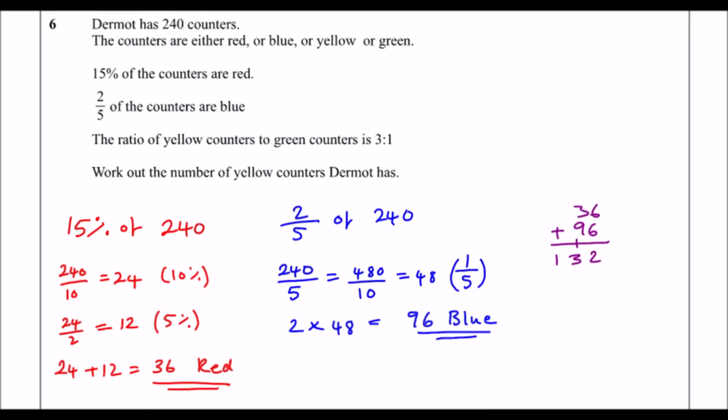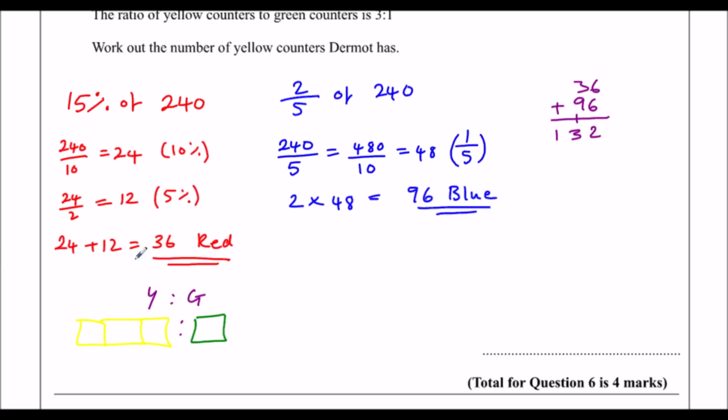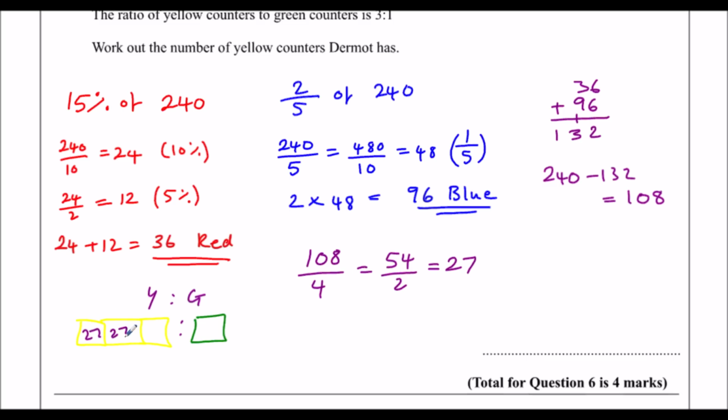Blue and red. So 240 take away that will give us the number of yellow and green. So 240 take away 132. That's going to be 108. So there's 108 yellow and green. So 108, and there are 4 boxes here. 3 to 1, that's 4 parts. So 108 divided by 4 is 54 over 2, which is 27. So each box has got 27 in it.